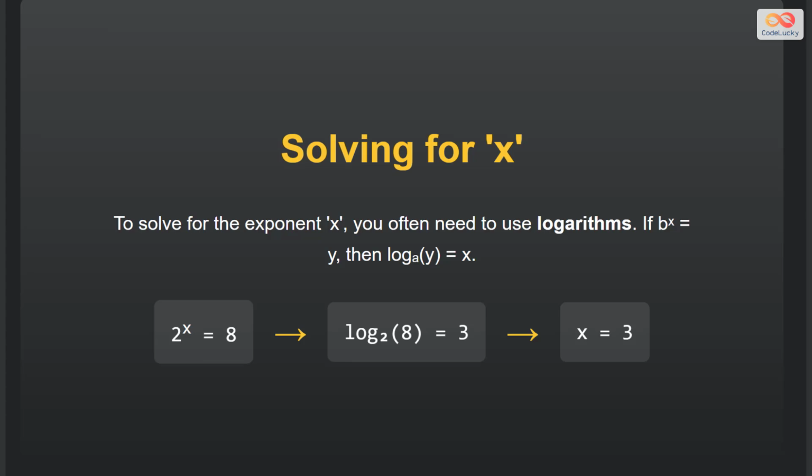Sometimes, we need to find the value of the exponent, x, in an exponential equation. This process usually requires logarithms. A logarithm is the inverse operation of exponentiation. For example, if we have the equation b to the power of x equals y, we can rewrite it in logarithmic form as the log base b of y equals x. So, for a simple equation like 2 to the power of x equals 8, we can easily see that x is 3. Using logarithms, we would say the log base 2 of 8 is 3.